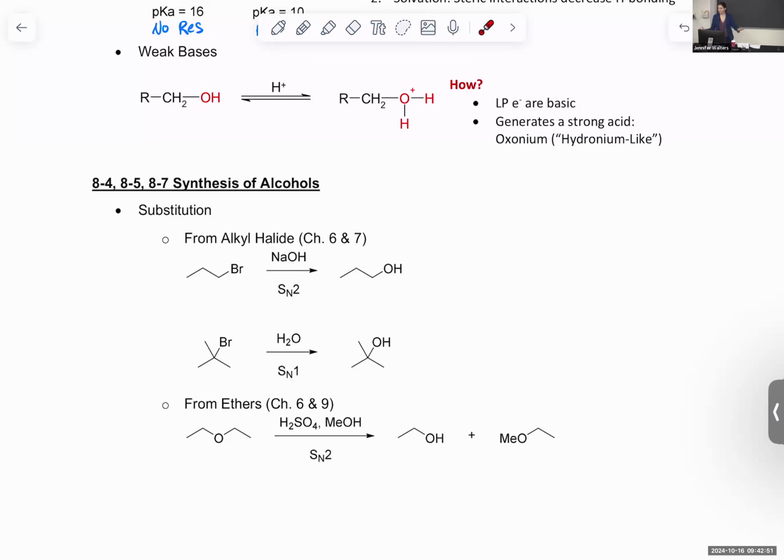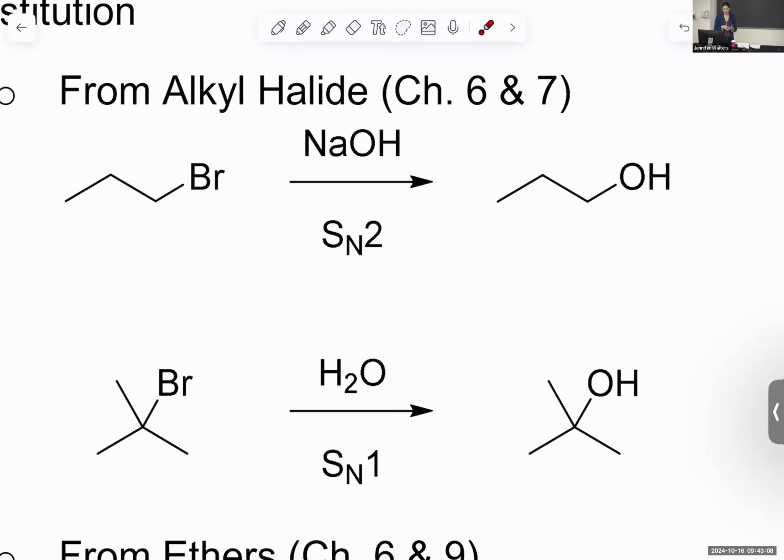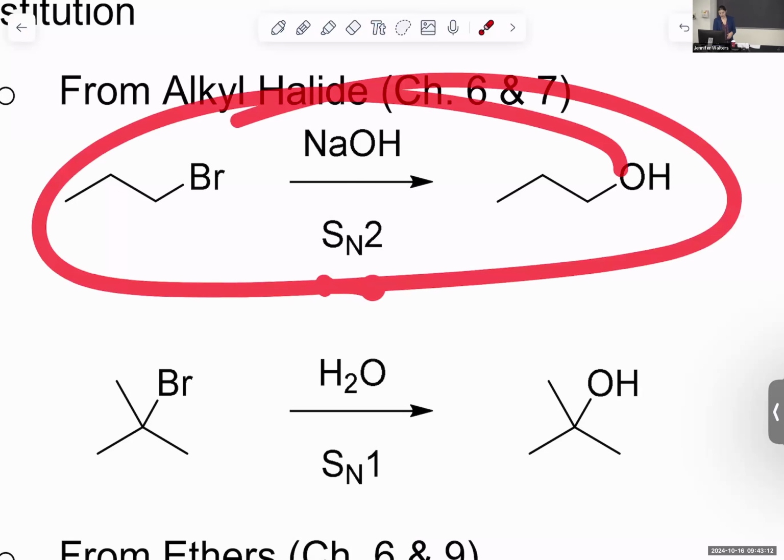So don't overthink it, but that's why we're not going to talk about eliminations, is just because the elimination makes pi bonds, and we're trying to talk about how do I make an OH. That's not a pi bond, that's an OH. So it's going to be a substitution because I want to get a different functional group. So looking at our alkyl halide substitutions, why is this top one an SN2 reaction?